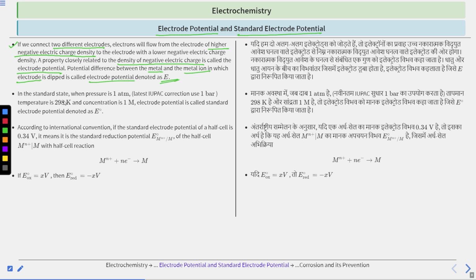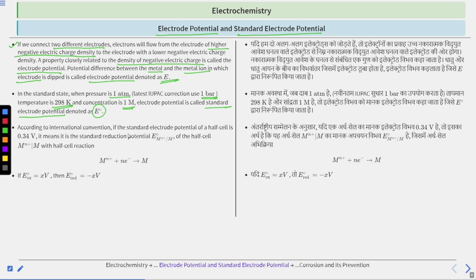In the standard state, when pressure is 1 atmosphere (the latest IUPAC correction is that you should use 1 bar), temperature is 298 Kelvin, standard conditions, and concentration is 1 molar, the electrode potential is called standard electrode potential and denoted by E0.